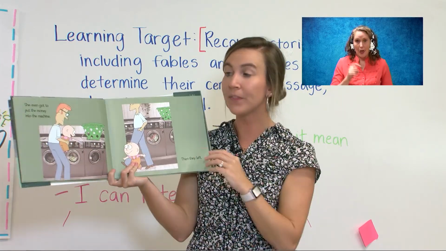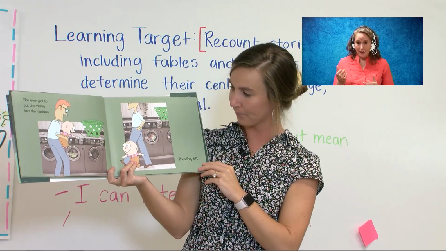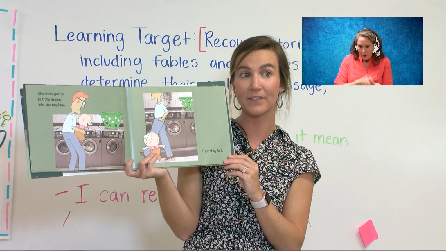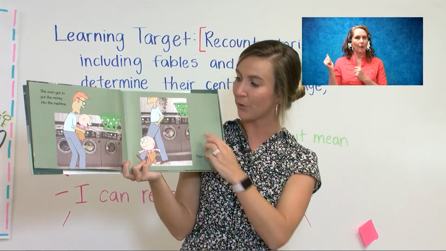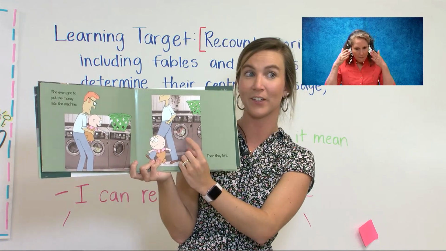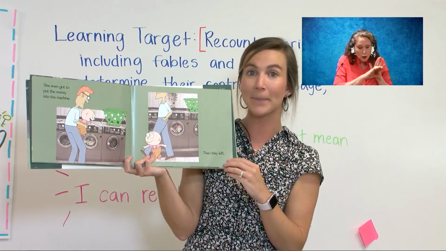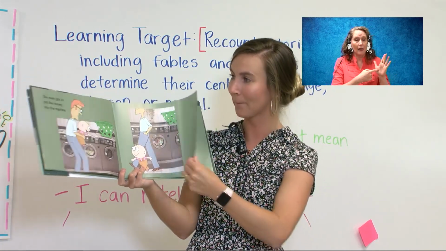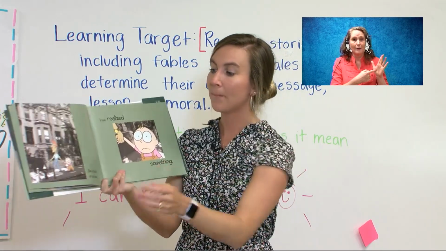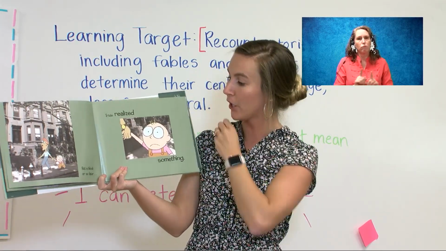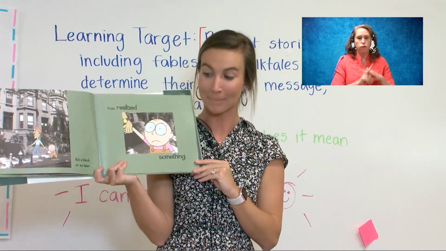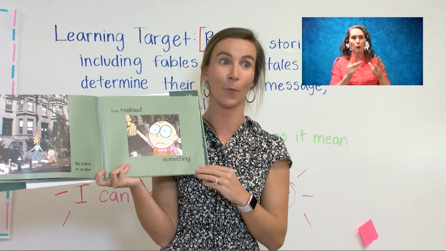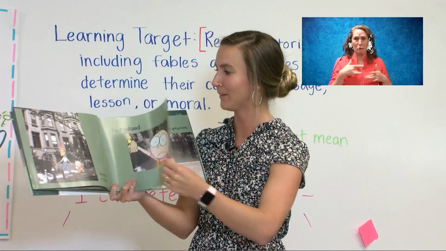She even got to put the money into the machine. Then they left. And if you notice, if you look really closely at the illustrations, something's happening. But a block or so later, Trixie realized something. Look at that face. That's a worried face, isn't it?